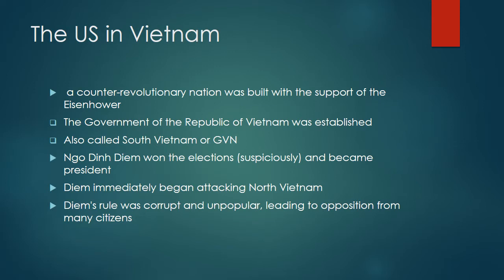Ngo Dinh Diem was the one who got the backing of the Americans, and eventually won the elections and became president. Diem immediately began attacking North Vietnam, and he was very unpopular because of the charges of corruption against him, which led to opposition from many citizens.